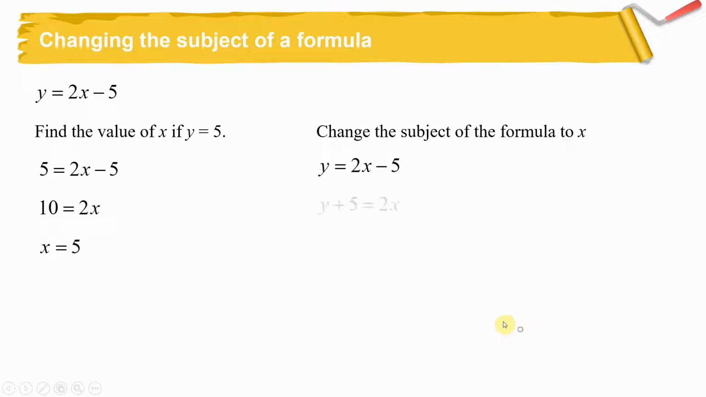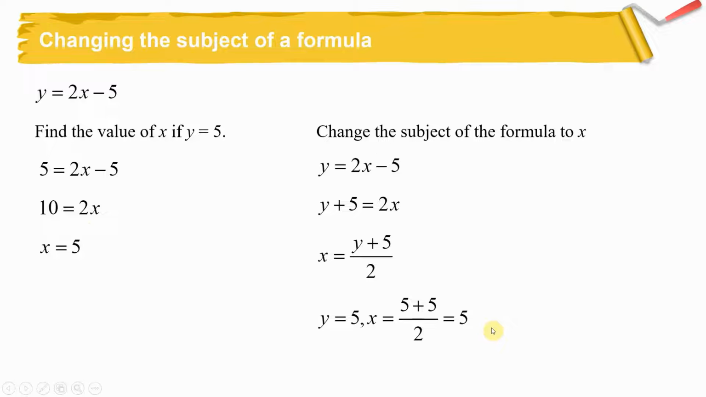And the first step, looking at this working, first we move the negative 5 to this side, y plus 5 equals 2x. And the second step, we divide by 2, so we can write x equals y plus 5 divided by 2. And let's say we want to do this again, we substitute y equals 5, and then we will get this answer easily.